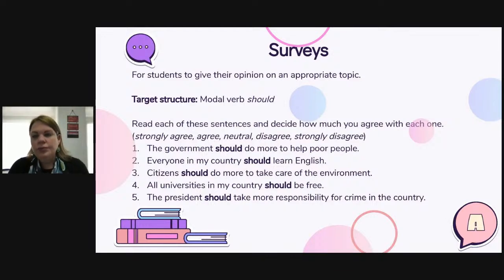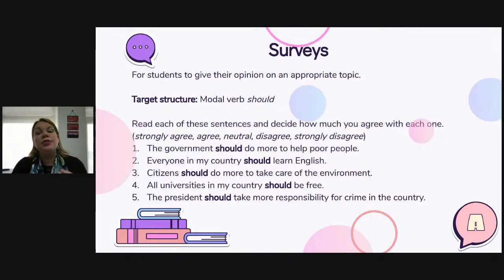Surveys. The purpose of surveys is for students to give their opinion on an appropriate topic. Why do I say appropriate topic? Because we have to take into consideration the age of our students, right? We can't ask, for example, students who are 7 and 8 years old to give their opinions on the sentences that I have here on the screen, because they are not capable of processing these ideas, right? But we can have students who are 7 and 8 years old give their opinions on fruits and vegetables, right?